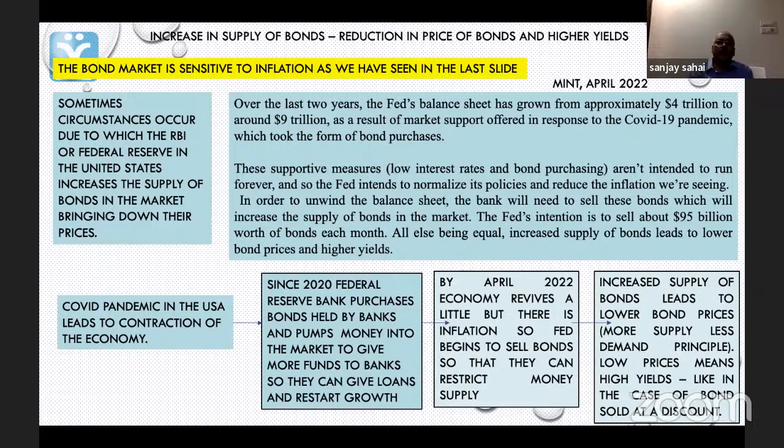Are all of you clear about this now? Valuation of bonds? Yes, sir. Yes, sir.